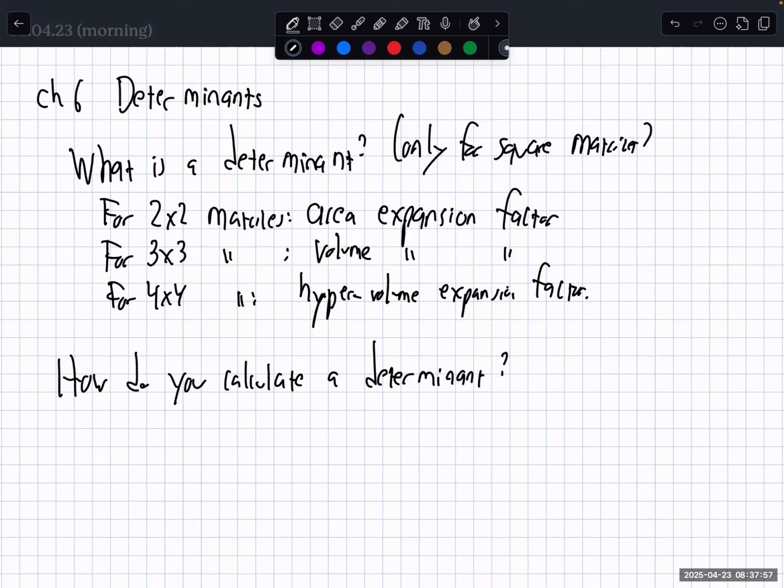If it's a 2 by 2 matrix, that's going to take two-dimensional input shapes into two-dimensional output shapes. The area is going to change, and the determinant measures the area expansion factor. If the determinant is 2, the area of the output shape is 2 times the area of the input shape. If it's a 3 by 3 matrix, it's taking three-dimensional input shapes to three-dimensional output shapes. If the determinant is 2, then the volume of the output shape is 2 times the volume of the input shape. And that goes for higher dimensions.